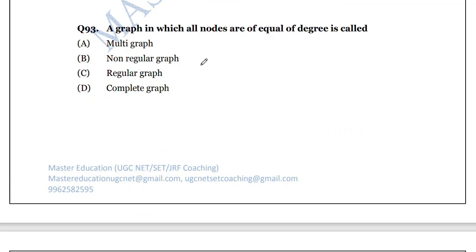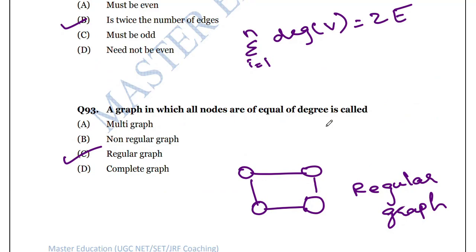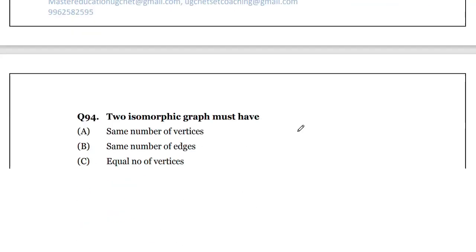The next question is a graph in which all nodes are of equal degree is called a regular graph. In a particular graph, if all the nodes have 2 degree, this also has 2 degree, this one is also 2 degree, and this one too, so this is called a regular graph. A graph in which all nodes are of equal degree.